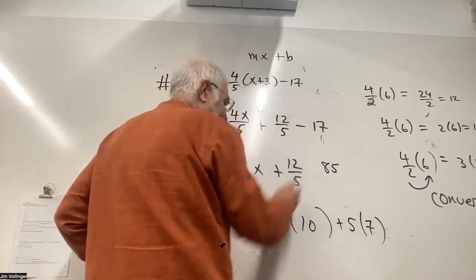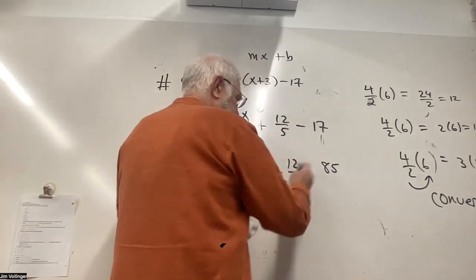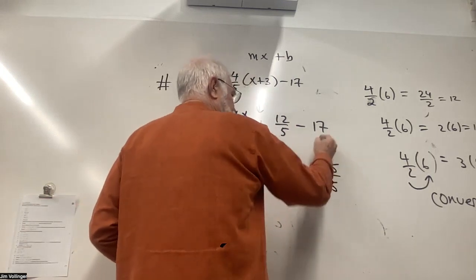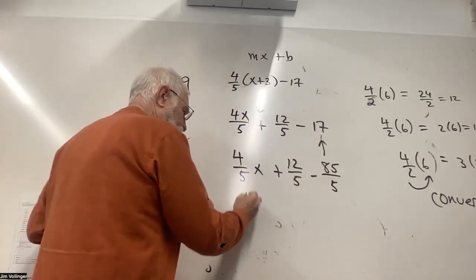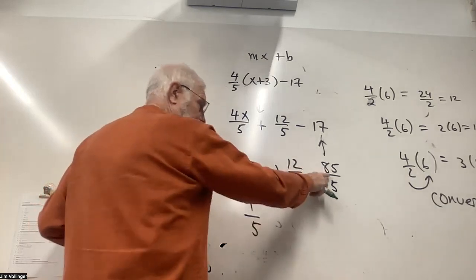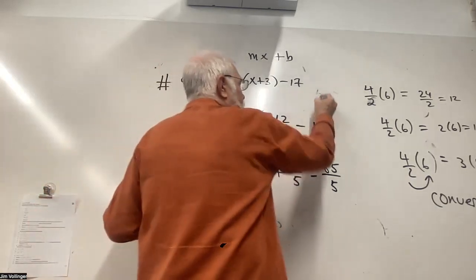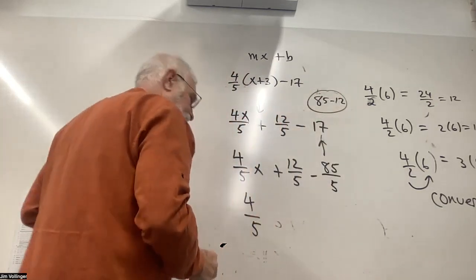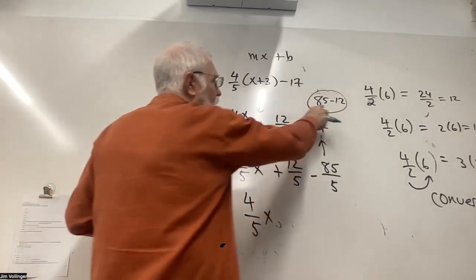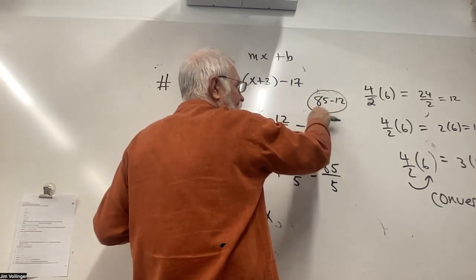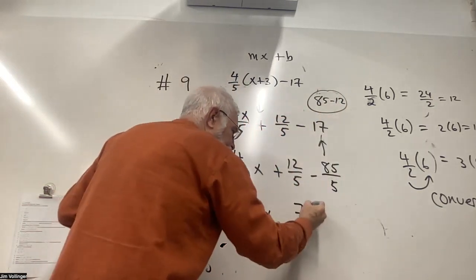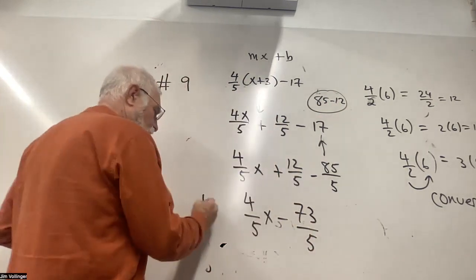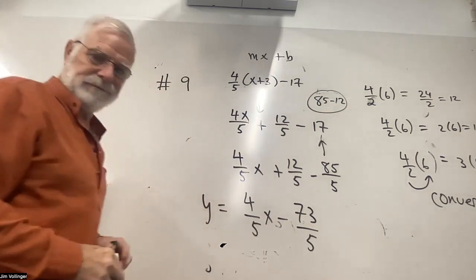And I am subtracting 85/5, which is the same as that number. So my final answer is the negative is bigger than the positive. So I'm going to do in my head 85 minus 12. And I know that's going to be a negative number. So 4/5 x. Take 10 away from 85, 75. Take 2 more. And I'm getting 73/5. And it's negative.